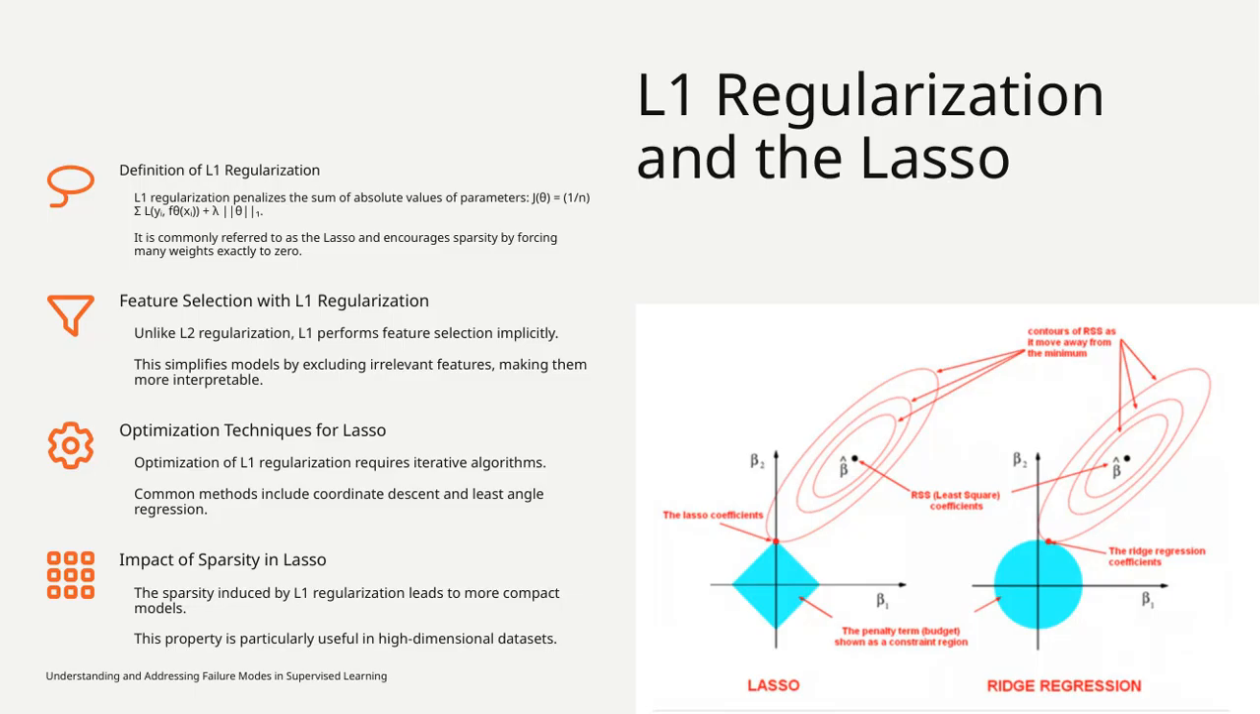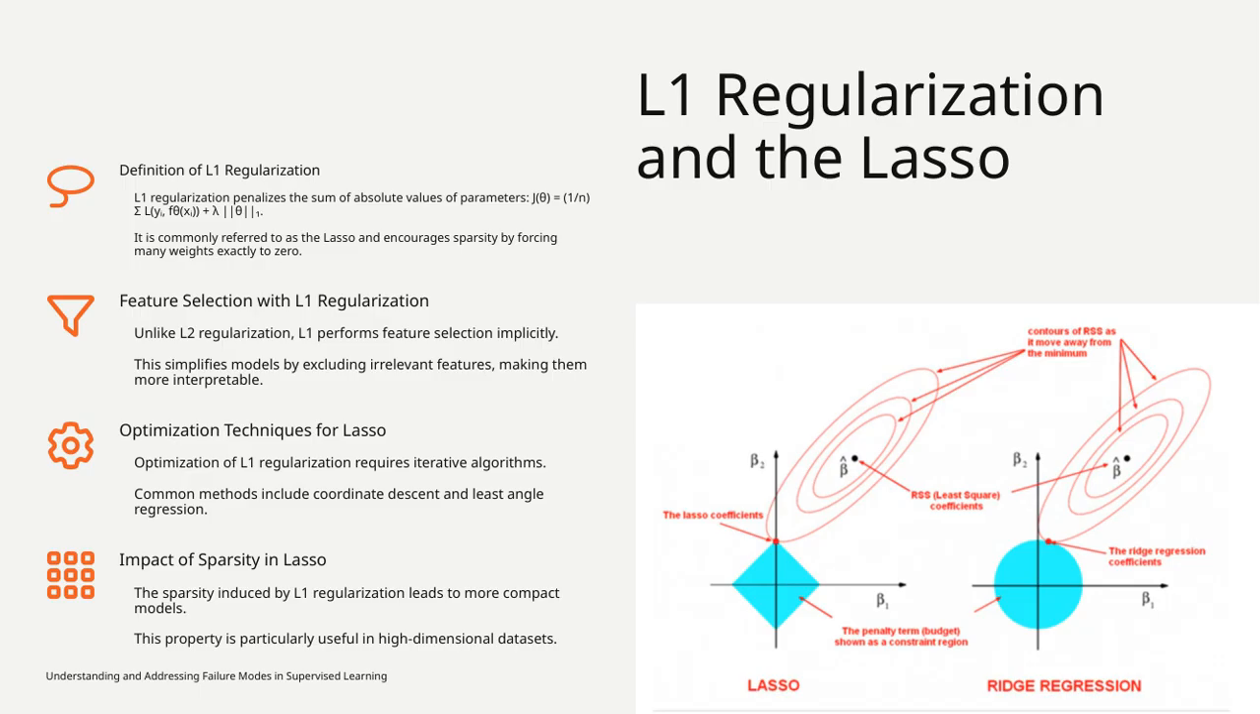Let's take a closer look at understanding and addressing failure modes in supervised learning through the lens of L1 regularization. First, what exactly is L1 regularization? Well, it's a technique that penalizes the sum of the absolute values of the parameters, which is expressed mathematically as J of theta equals the average loss plus lambda times the L1 norm of theta. This approach is often called the lasso, and one of its key features is that it encourages sparsity in the model. In other words, it tends to push many weights to exactly zero, effectively removing less important features from the model.